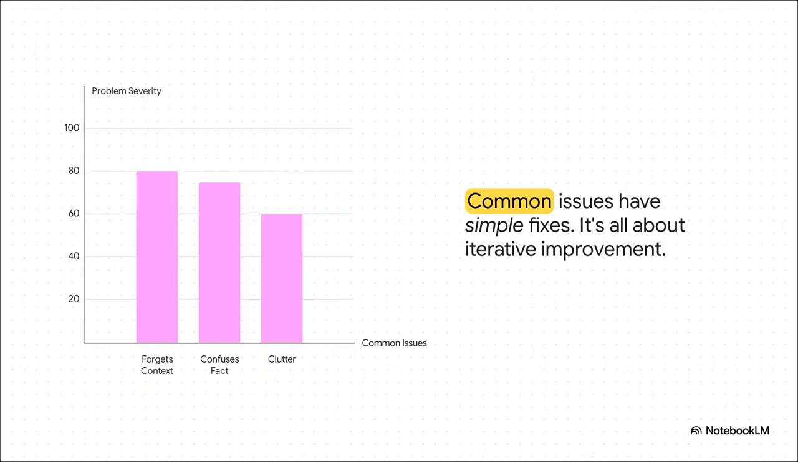Of course, you're probably going to hit a few small bumps. If your agent seems to forget context, just lean more heavily on the interaction logs. If it starts confusing facts with ideas, just go back and strengthen the instructions in its profile page. These are common issues, and believe me, they all have pretty simple fixes.